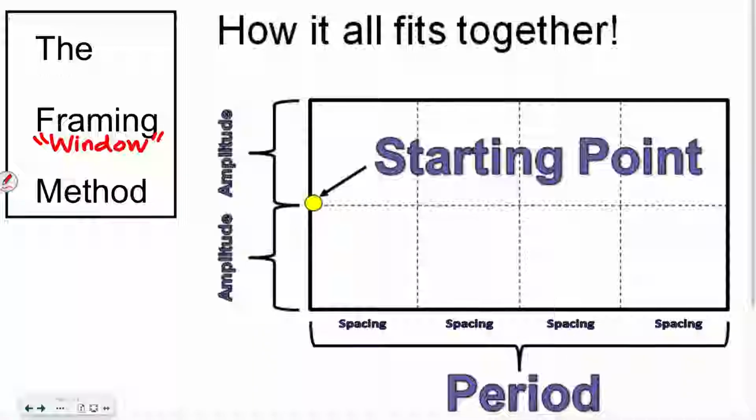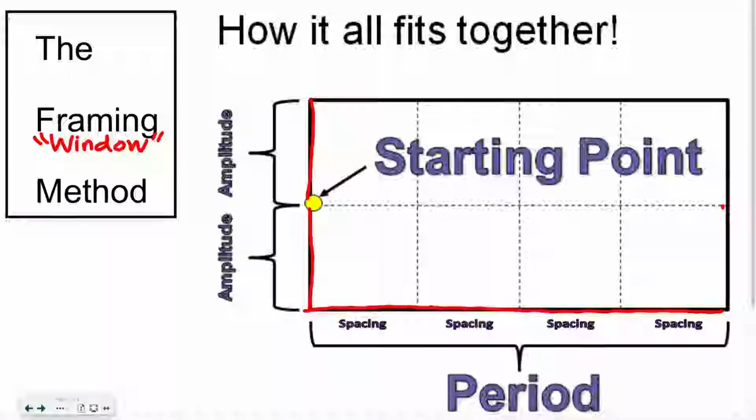What we're going to do is plot our starting point. And from our starting point, we're going to build our frame vertically by adding an amplitude and subtracting an amplitude from the starting point. So the starting point is always going to be in the middle of the frame. Then we're going to build the frame horizontally using what we know about the period of the graph. We always want to graph one full period, so from our starting point, we build out so that this distance here is one full period.